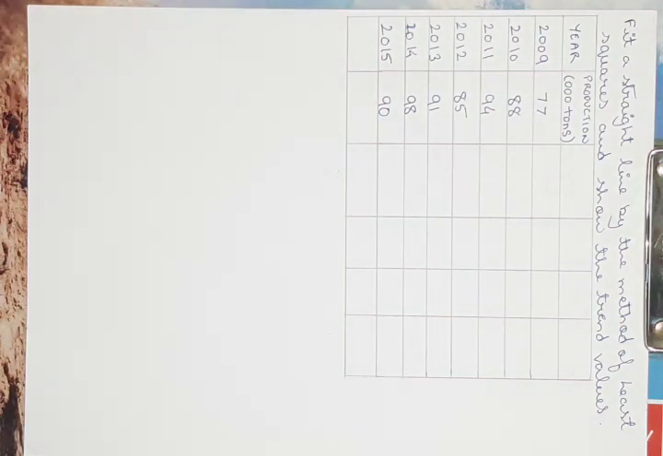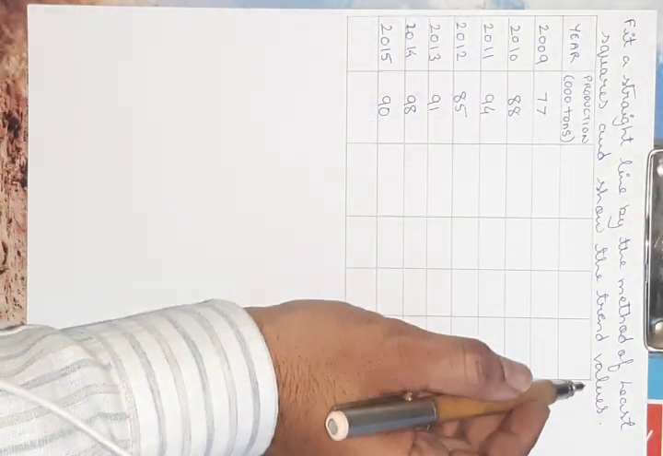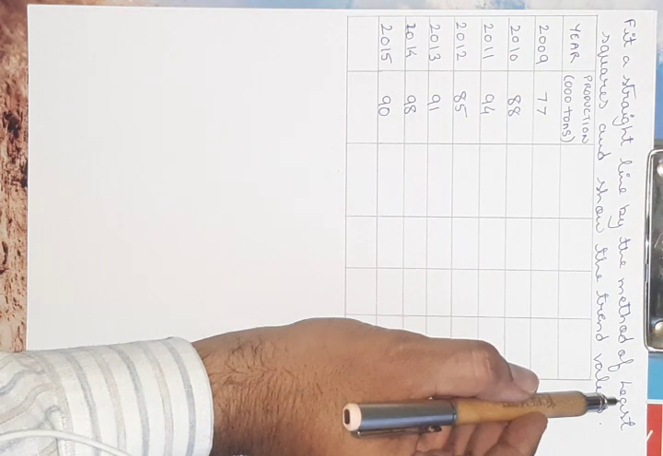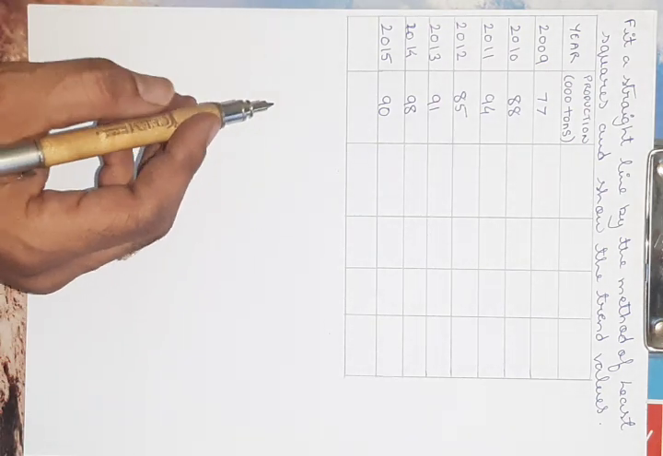Hello friends, again this is a time series problem in which we need to fit a straight line by the method of least squares, and we also have to calculate the trend values. That means this is a problem of time series analysis which needs to be solved by the method of least squares. Now here in this problem there are two things given.